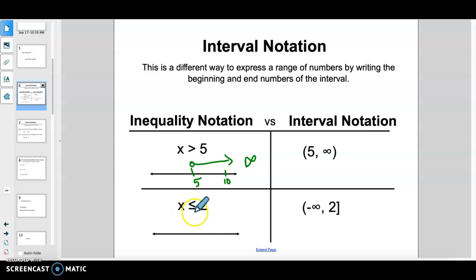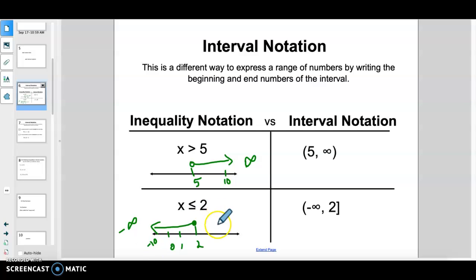With x is less than or equal to 2, I'd be starting at 2. I'd have my solid dot. And then if x is smaller than 2, I'd be going to numbers smaller than 2. So my arrow would be going forever to the left. So now, since it's going forever to small numbers, it's going out to negative infinity, because eventually we'd hit negative numbers.